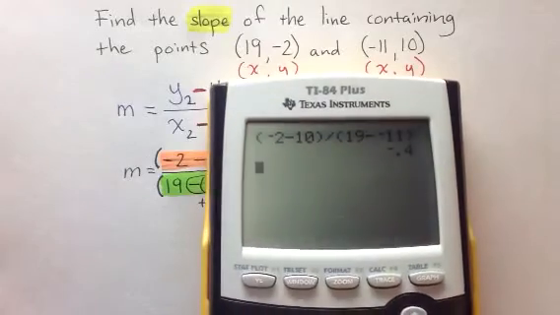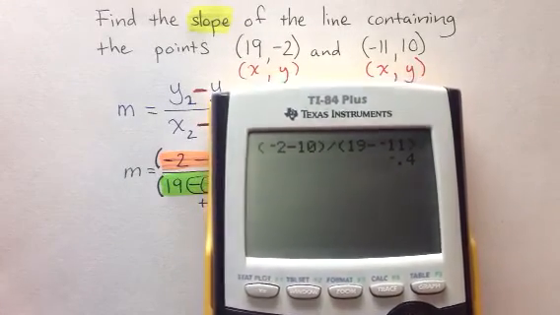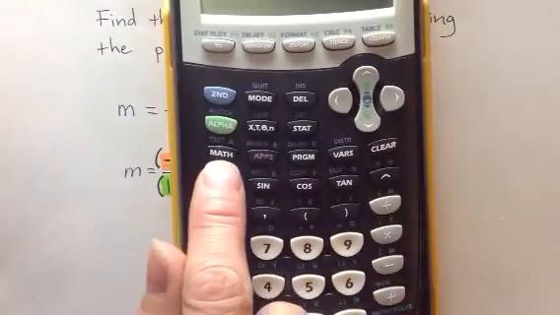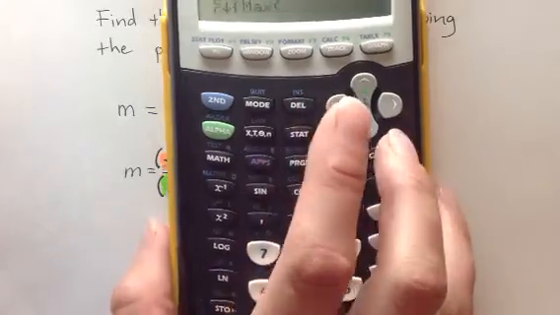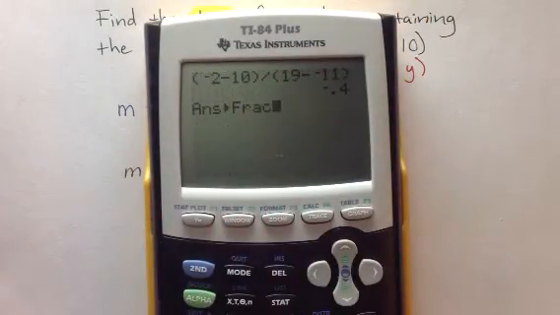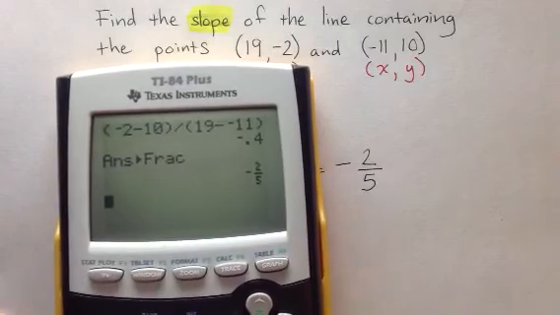I got a decimal, so now I want to tell the calculator to make it a fraction. Slope is a ratio comparing two things, so we want a fraction. Remember, that's under math. Go up to number 1 or just hit enter, and hit enter to ask it to do it. Negative 2/5. That's the same answer I got when I did it by hand.